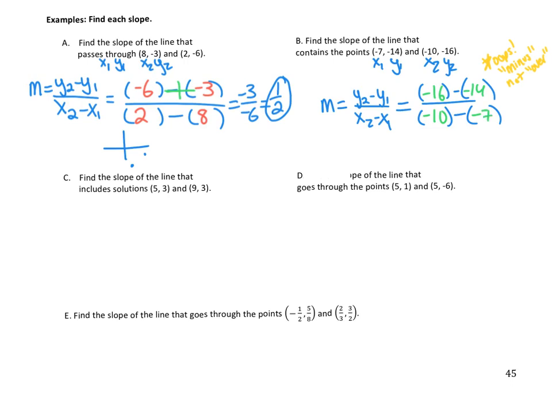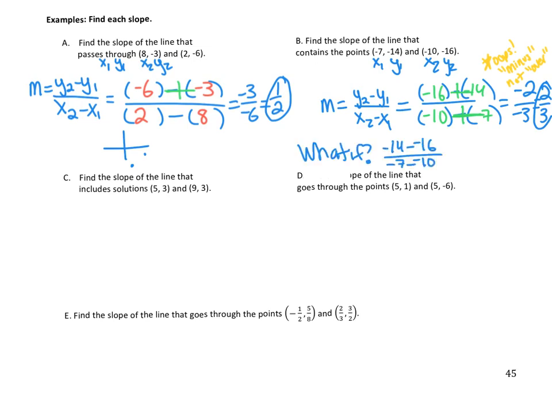So I have negative 16 minus negative 14. That's going to change to a plus. And I have negative 10 minus negative 7. That's also going to change to a plus. So when I simplify negative 16 plus 14, I have negative 2. And when I simplify negative 10 plus 7, I get negative 3. Therefore, my slope is 2 over 3, another positive slope.